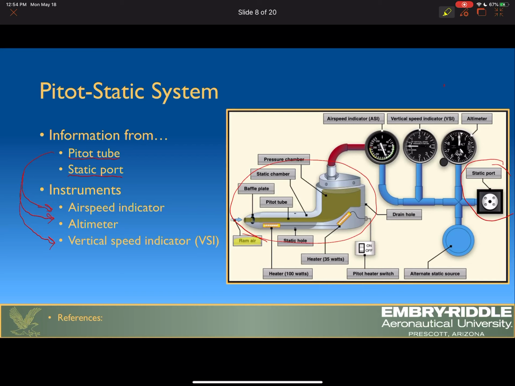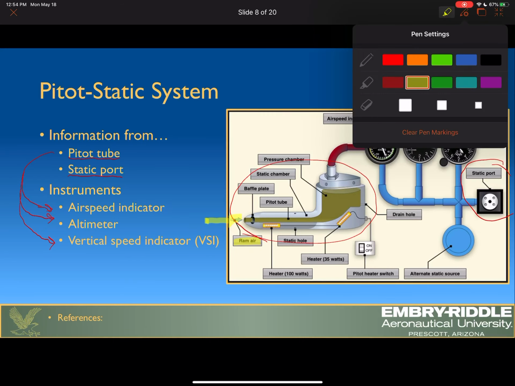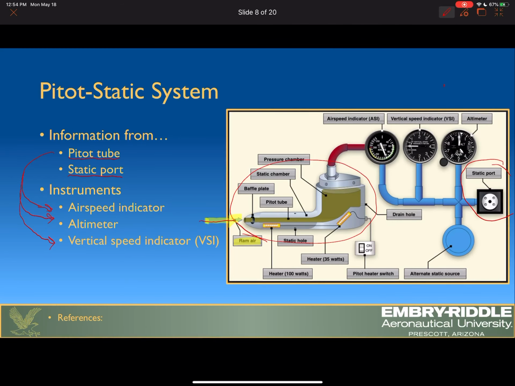Our pitot tube collects air via the ram air hole. Let's change that to my pen. So air comes in through this ram air hole. As we're flying along, air is just blowing over that hole and gets blown inside and then up into our instruments. So we call that ram air. That is the pitot tube.